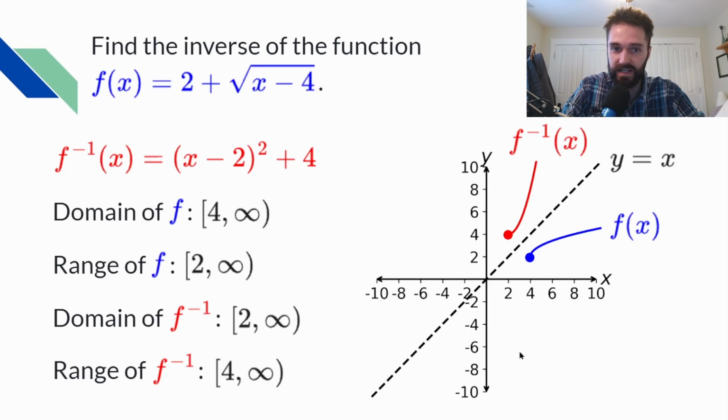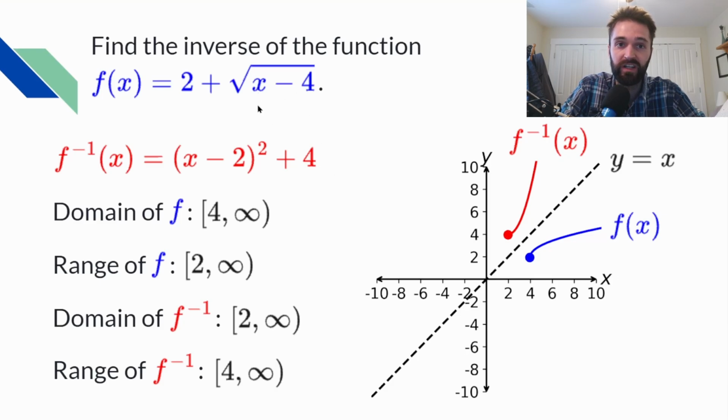This is what the graph looks like. We can see that the domain of f is 4 to infinity. Now, why is that the case? It's because we can't have anything negative under this square root. So the smallest number we can plug in is 4. 4 minus 4 is 0.